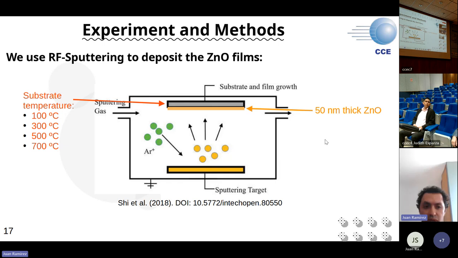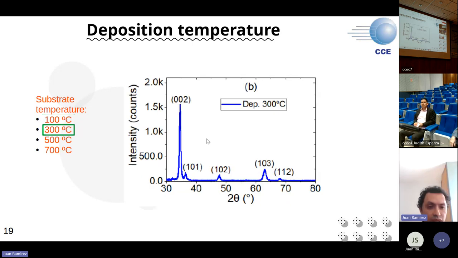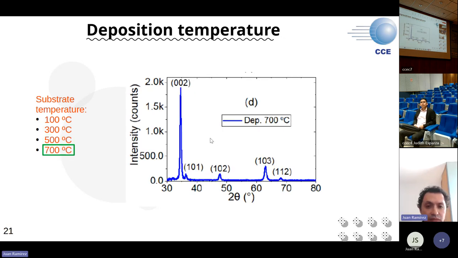And the first experiment is that we use different substrate temperatures during the deposit. We use 100 Celsius degrees, 300 Celsius degrees, 500 Celsius degrees, 700 Celsius degrees. For 100 Celsius degrees, this is the lowest temperature of the deposit. We can say the basal plane is 002. But when I increment this temperature, we can see an increment of this basal plane. And the maximum is at 700 Celsius degrees.